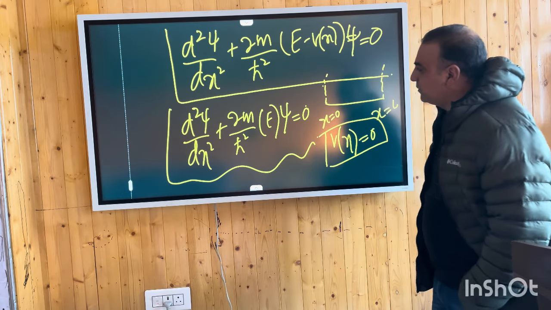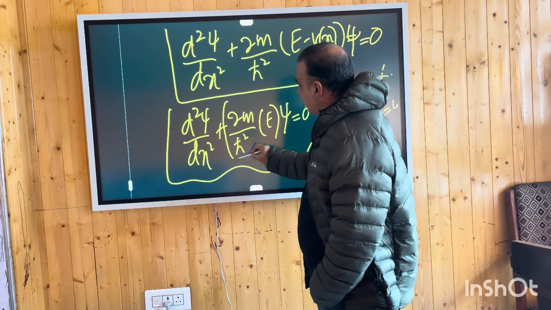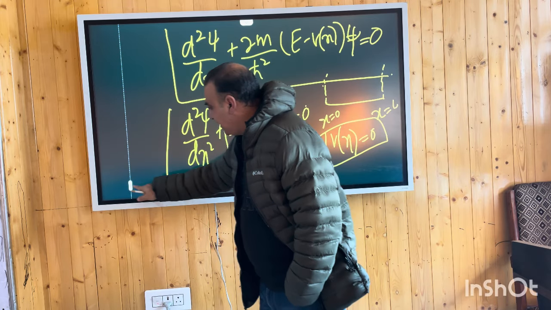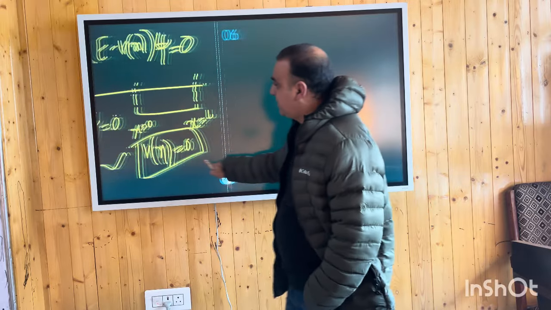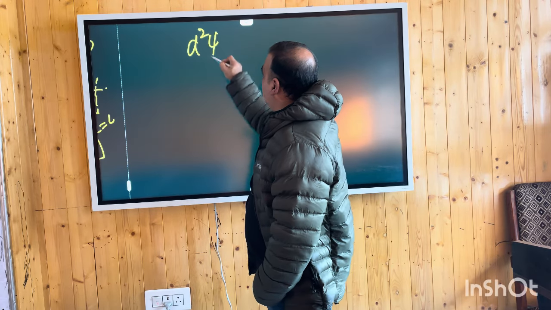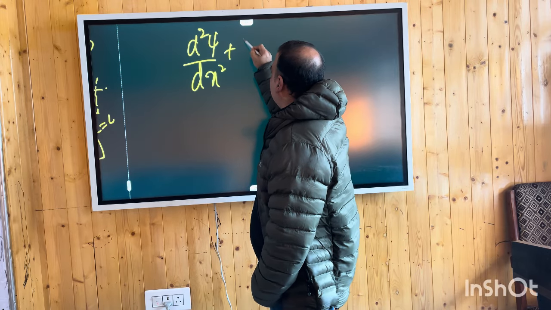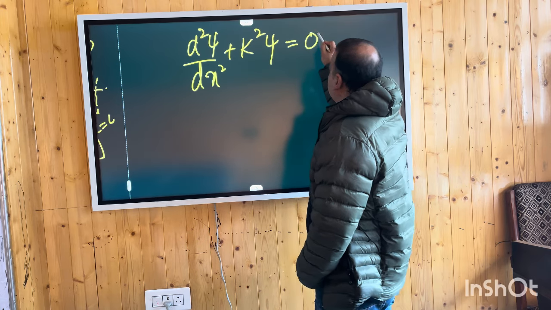This is how it will look, and we can boil this down by a constant. This 2mE by h cross square can be boiled down to a constant, and we can use kappa, or we call it k. So d2 psi by dx2 plus k square psi equals 0.